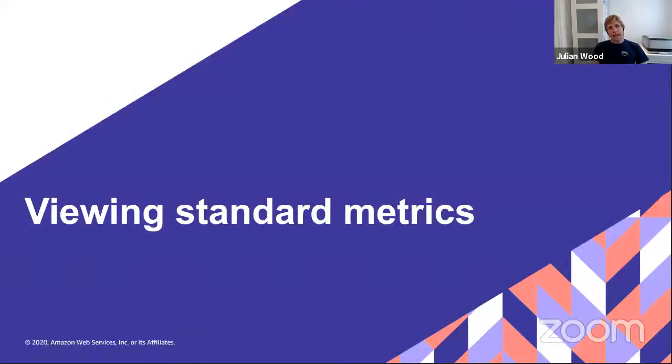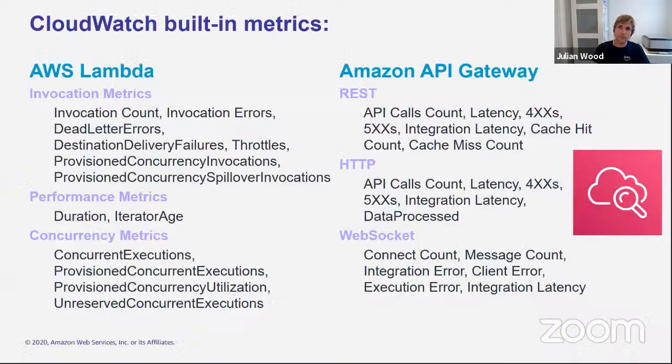So heading into a bit of CloudWatch, next we're going to talk about what metrics you have available without even doing anything yourself, other than obviously building your application. CloudWatch comes with a number of standard built-in metrics. These are automatically generated when you use Lambda, API Gateway, and many other serverless services.